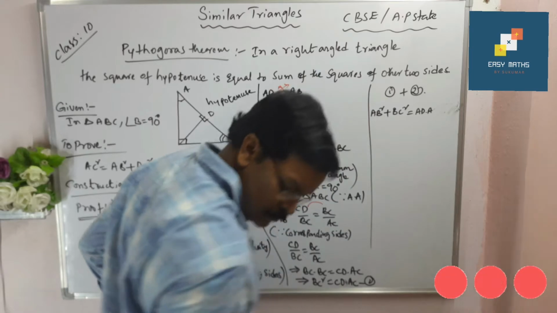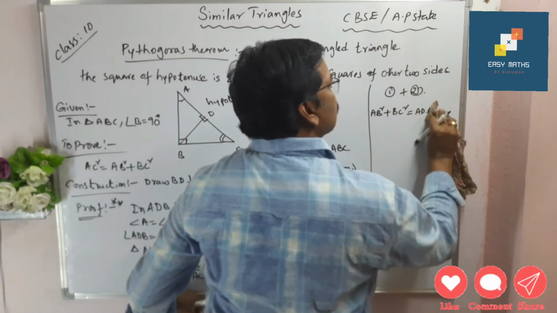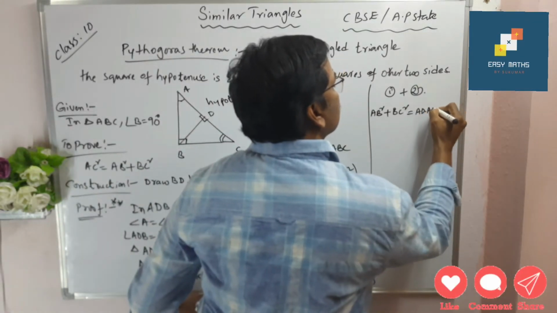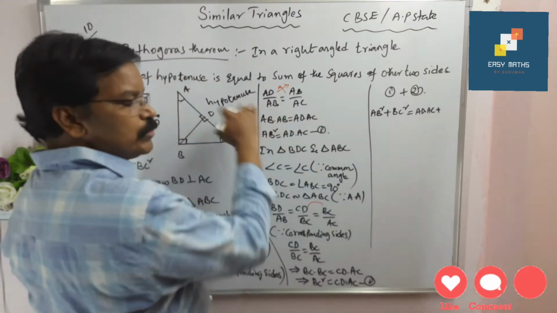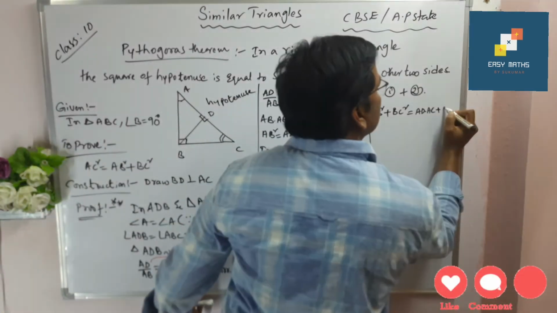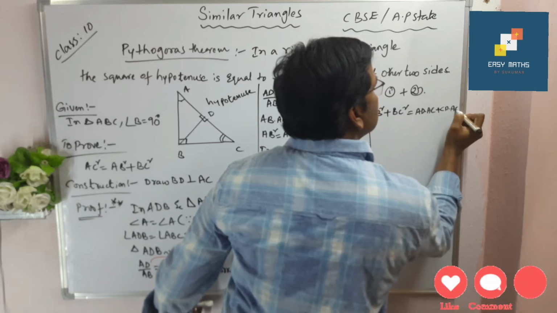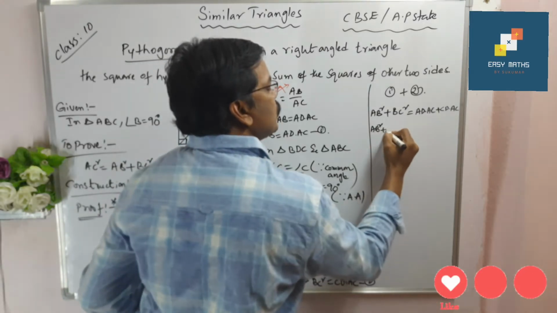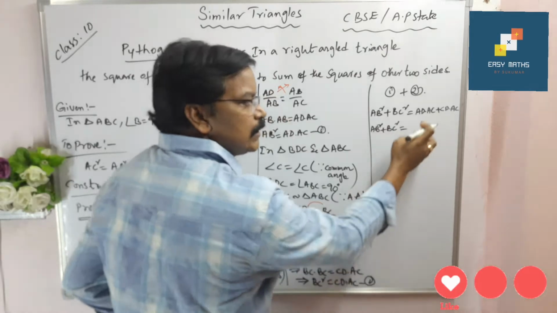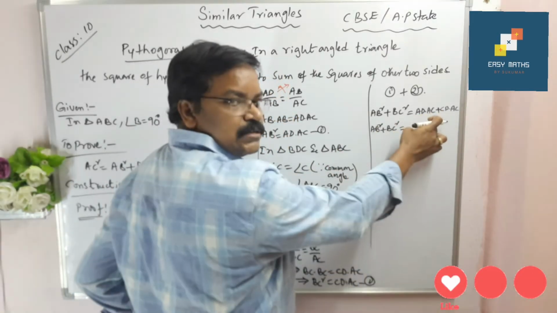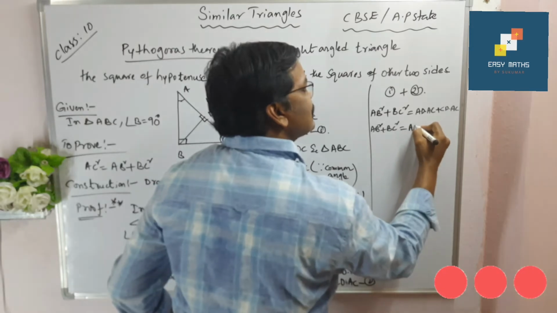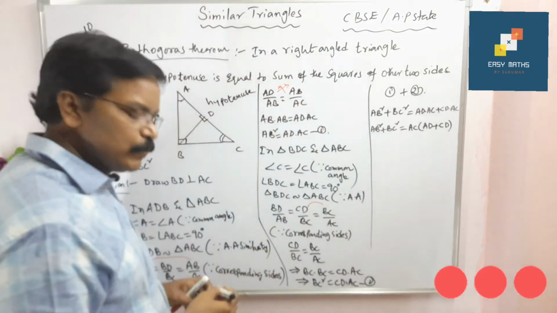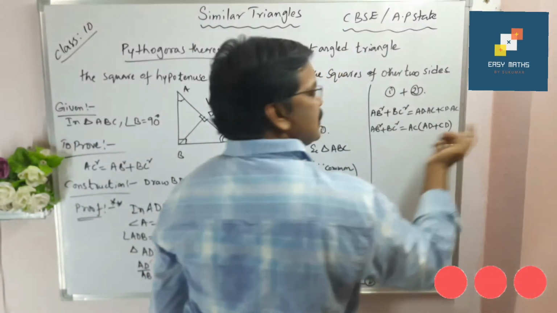AB square plus BC square is equal to AD into AC plus CD into AC. Now take AC as common here: AD into AC plus CD into AC. If you take AC as common, then what will be in the bracket? AD plus CD.